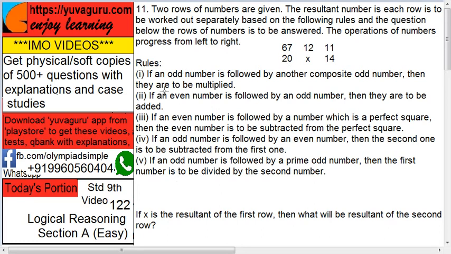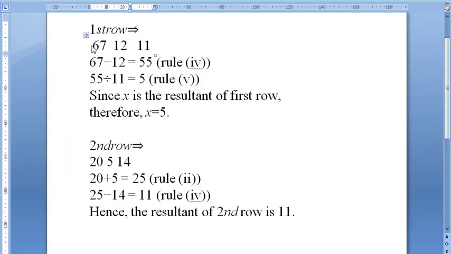Now while viewing these rules, remember one basic rule. Only check the first important word. Odd, even, odd, odd. So out of these 5, 1, 2 and 3, 3 are for odd and 2 are for even. Now check the rules. Odd is followed by even, then the rule says it is to be subtracted. So 67 minus 12 is 55. Now instead of these two, 55 comes over here.